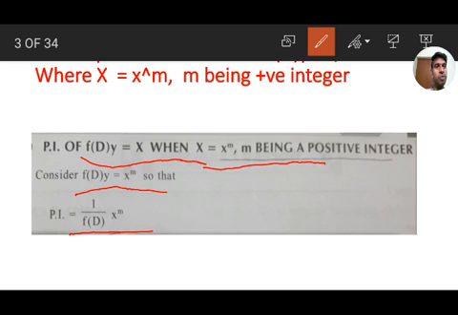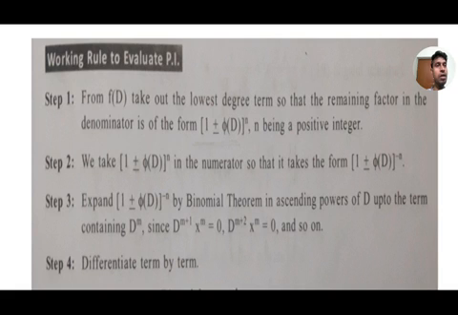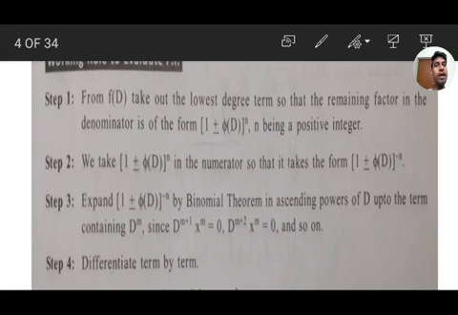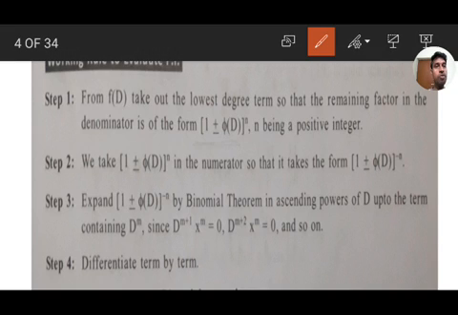Then how to do the problem? Next slide, we will see the working rule to evaluate the particular integral. So first, in 1 by f of D, in the denominator f of D, take out the lowest degree term so that the remaining factor in the denominator is of the form 1 plus or minus phi of D, whole to the power of n, where n is a positive integer.